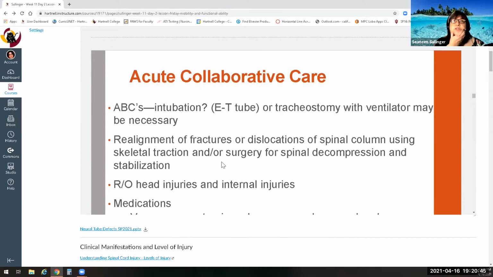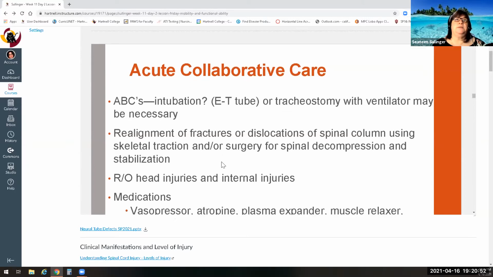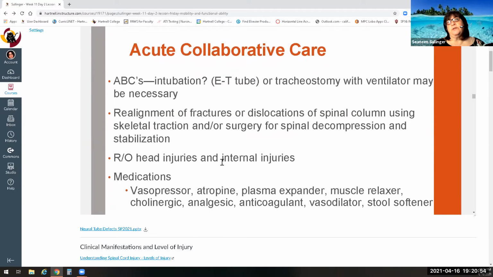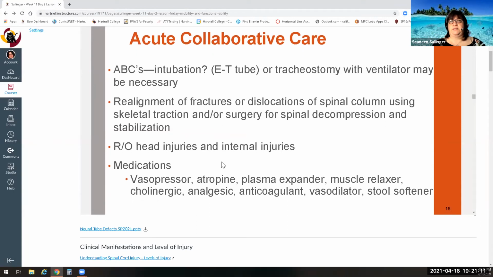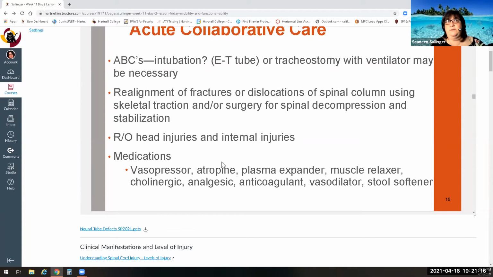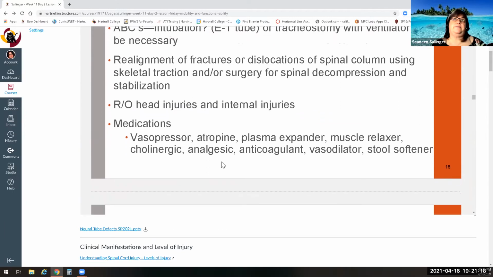If there's any things that you can do for the spine, they can decompress the vertebrae. They can do some different tractions, and make sure there's no other head injuries or internal injuries, because if you have a complete injury and you have no sensation or motion, I can't tell you that my stomach hurts. I can't tell you that my leg hurts. And so there could be some internal bleeding. There could be some broken limbs. There could be all kinds of things that are masked because the patient can't tell you how they're feeling or what they're experiencing. And different types of medications.